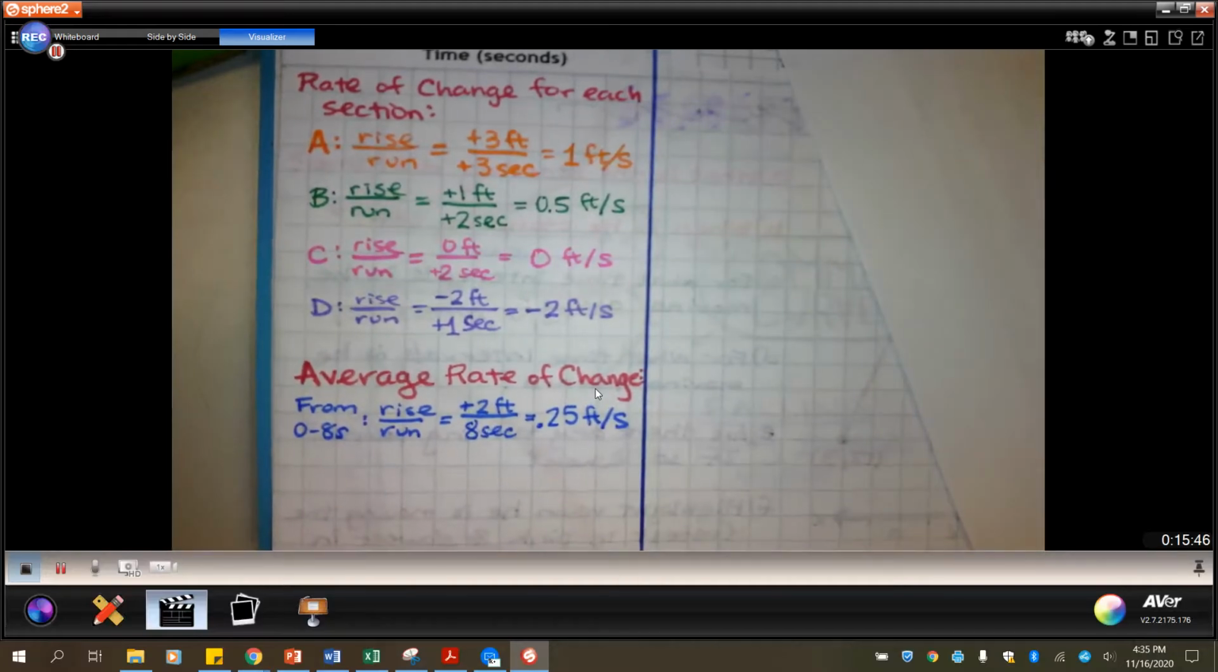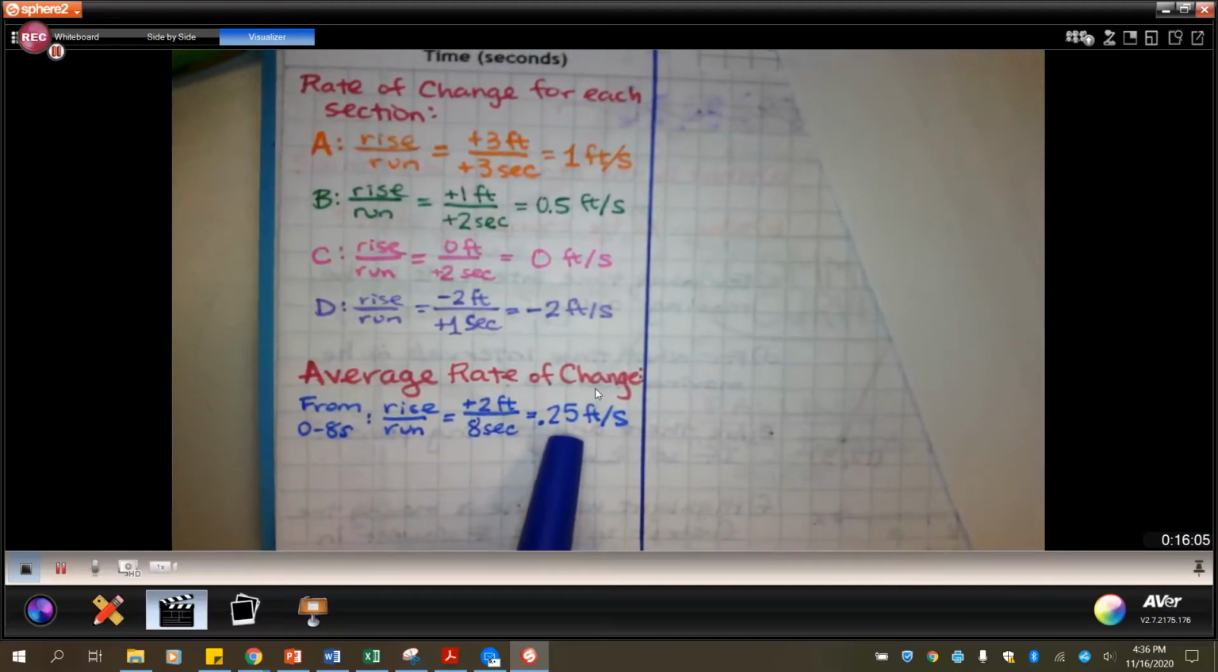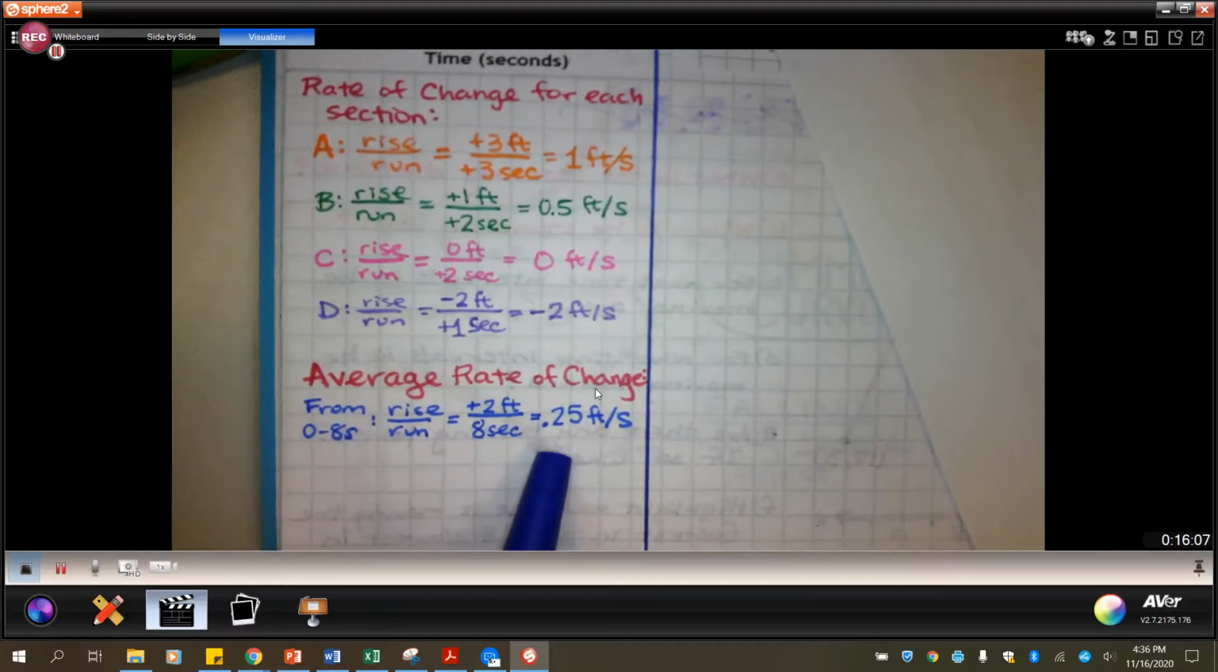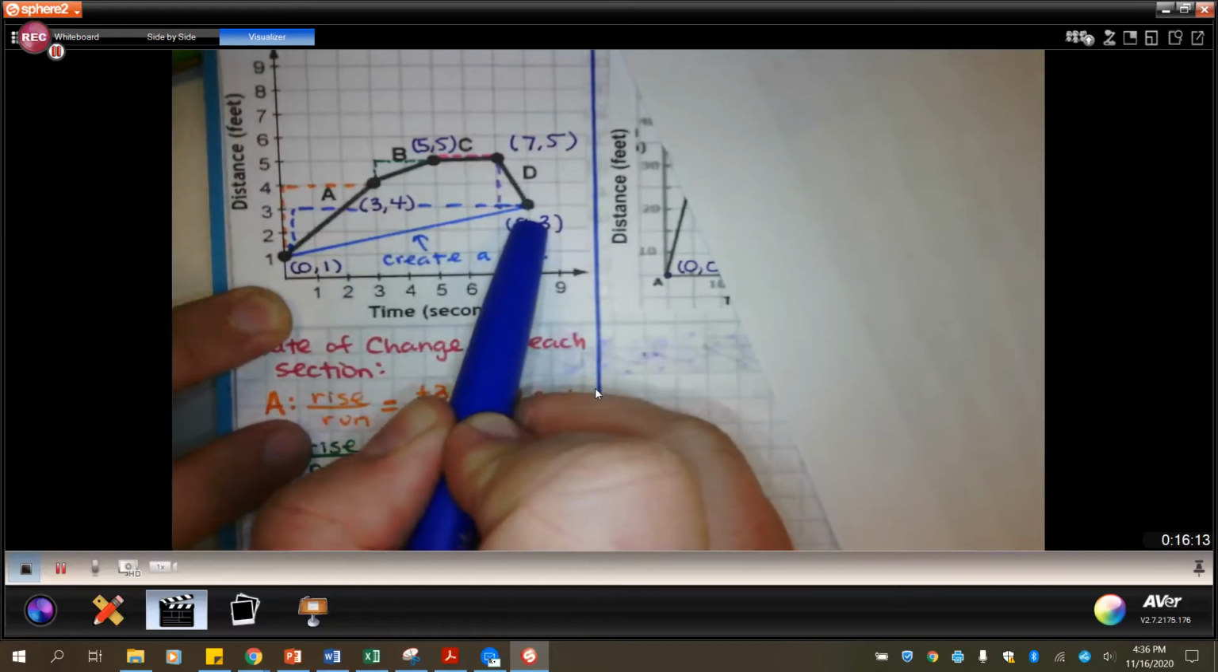So whoever went on this walk did a whole bunch of different rates of change. They started with 1 foot per second, then they switched to half a foot per second, then they stopped moving, and then they went the other direction at 2 feet per second. If you wanted to start at the same time as them and end at the same place, you could have just walked a quarter of a foot per second the whole time, and you would have ended right at the same location.